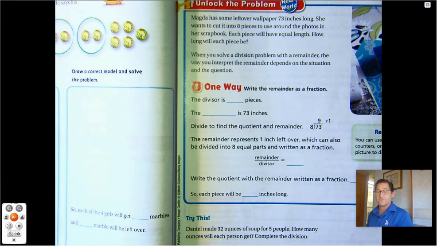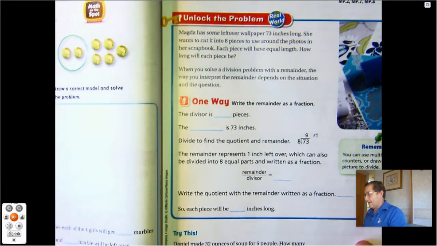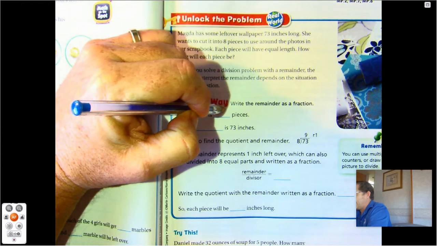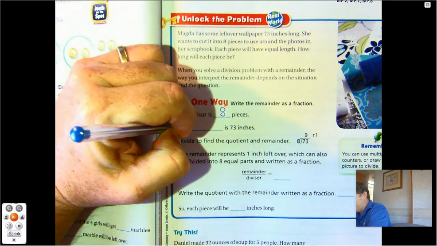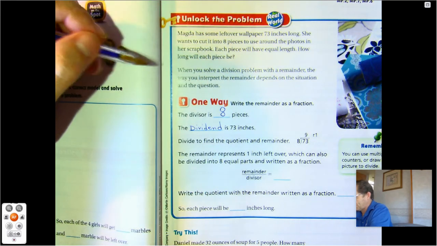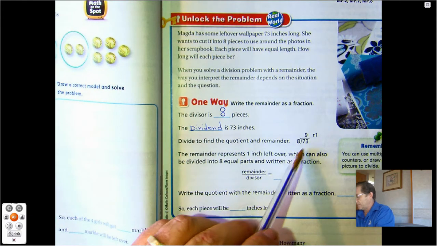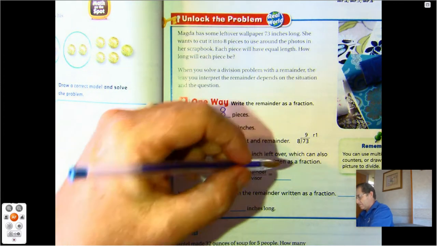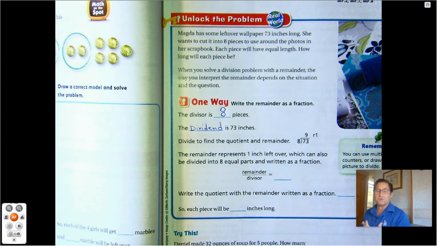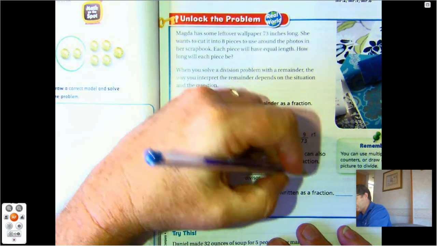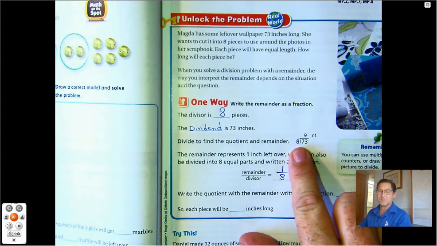We can write the remainder as a fraction, and the divisor is 8 pieces. The dividend, the number that we're splitting up or sharing, is 73. And so when we divide, it's showing us that 9 times 8 is 72 with a remainder of 1. So the remainder represents 1 inch left over. So we can divide that 1 inch into 8 separate pieces and write it as a fraction. So it would be the remainder of 1 over the divisor, which in this problem was 8.